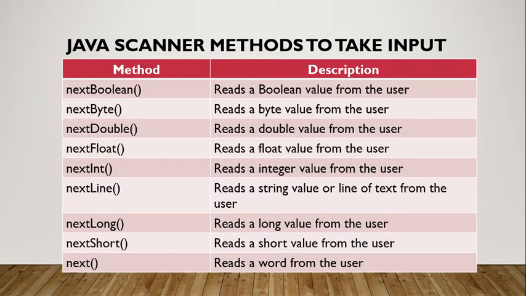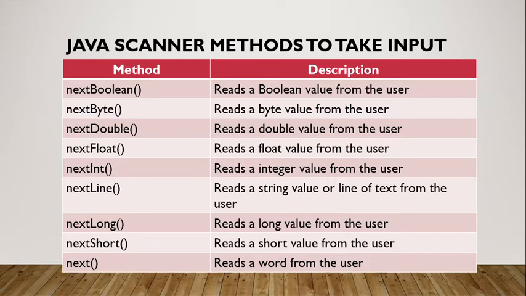Java Scanner methods to take input. The Scanner class provides various methods that allow us to read inputs of different types. Method and its corresponding description. nextBoolean reads a boolean value from the user. nextByte reads a byte value from the user. nextDouble reads a double value from the user. nextFloat reads a float value from the user. nextInt reads an integer value from the user.